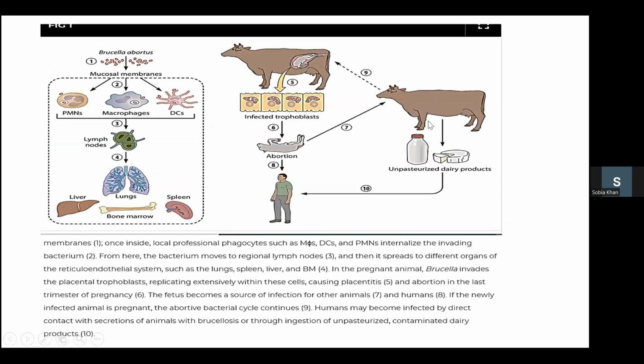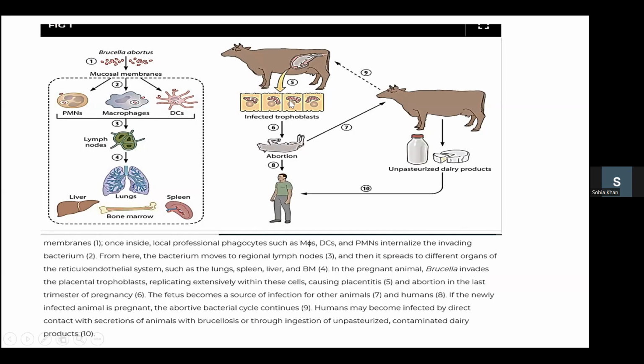So this is just a schematic representation of what we just discussed, transmission from animals to humans. An interesting point is that Brucella has a predilection towards a compound called erythritol, which is present in the placenta of animals, which is why it causes placentitis in these animals and leads to abortion. When the aborted fetus is expelled, humans may come in contact with it, and via the abraded skin, it may penetrate and cause infections within humans.